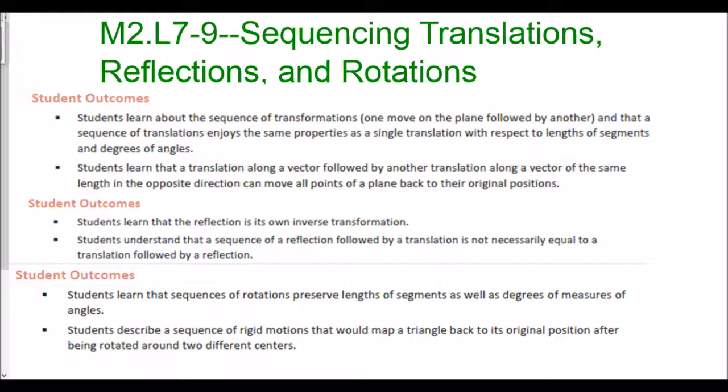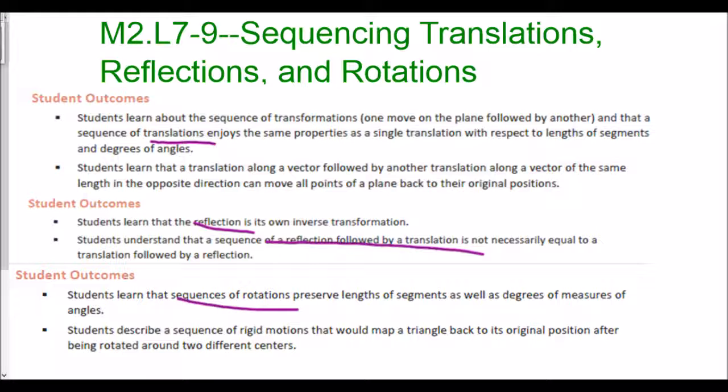The first part of this lesson, we are going to be sequencing just translations, and looking at what happens when we sequence them. The second part of this lesson, we're going to look at sequencing reflections, and sequencing reflections followed by translations, or vice versa. And the third part of it is sequencing rotations.